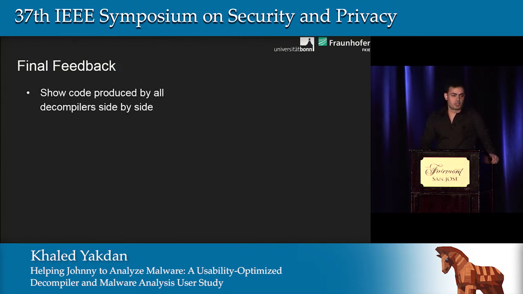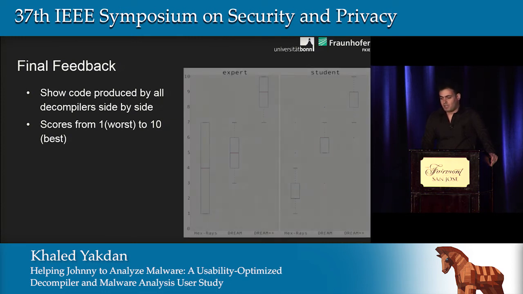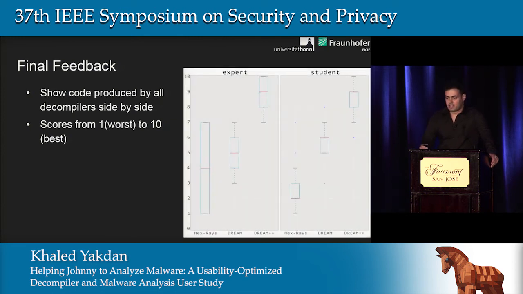And finally, the participants were shown, for all of the tasks, the code generated by all decompilers, and we asked them to give a score from 1 to 10. Here are the results. There's a clear trend in the student group: these students liked Hex-Rays the least, DREAM a bit more, and liked DREAM++ the most. The experts group was a little bit more diverse when it comes to DREAM versus Hex-Rays, but they gave a really good score to DREAM++.